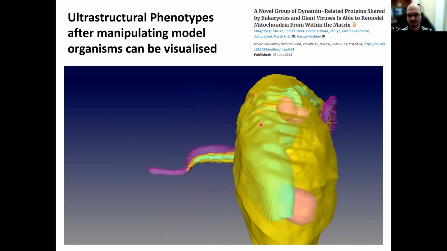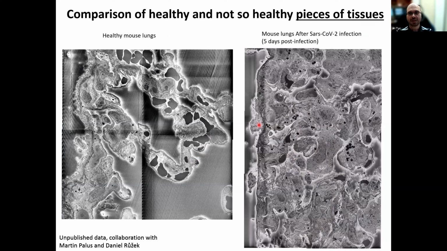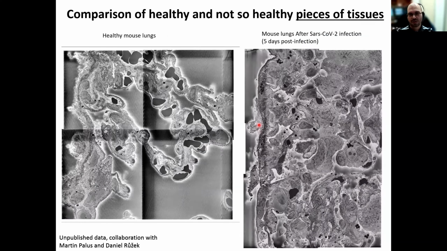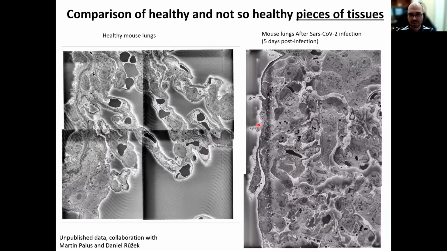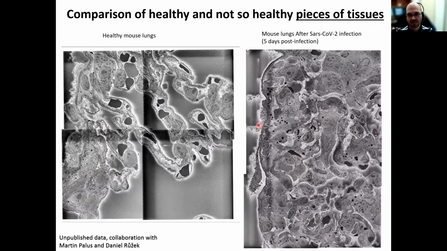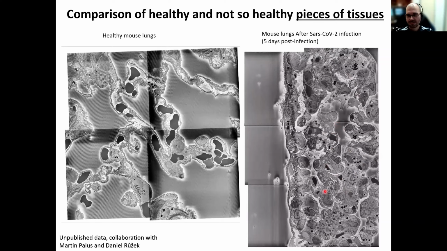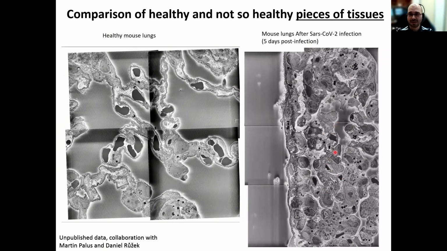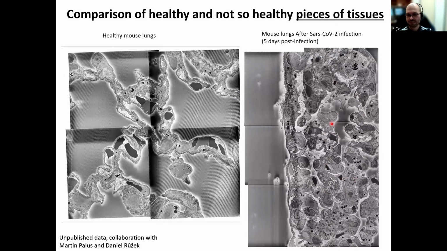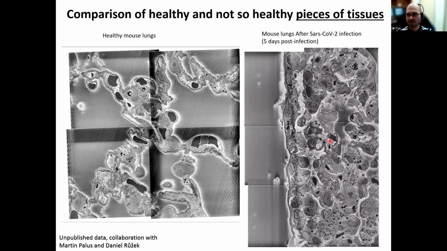So you won't see it unless you use the volume SEM. Because of the large field of view, you can also compare even pieces of the tissue. This is what healthy lungs look like. You see a lot of alveolar space where the air is, so you can breathe. And here, after the COVID infection, you see that there is a lot of immune infiltrate. So it's no surprise that people having lungs like this won't be able to breathe.